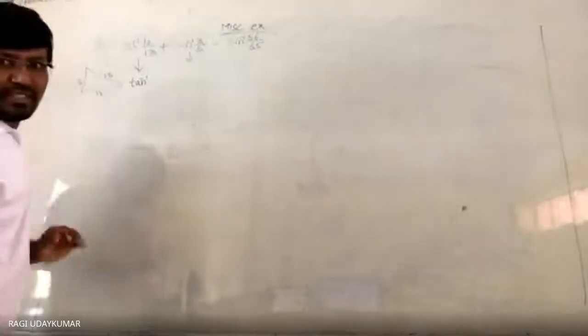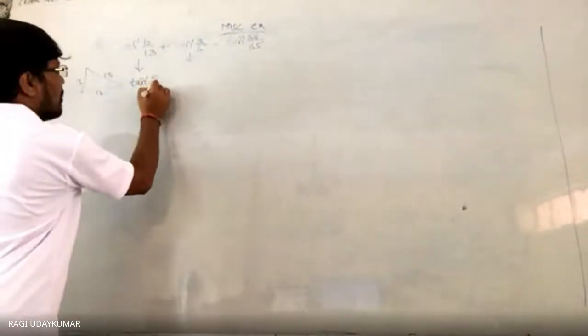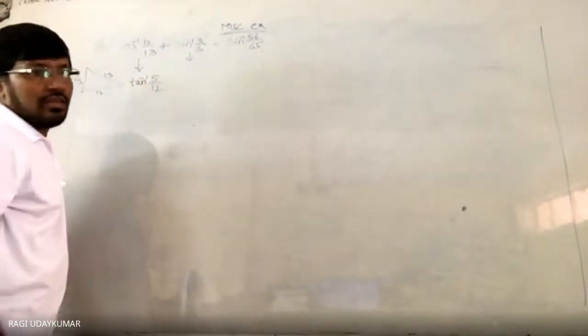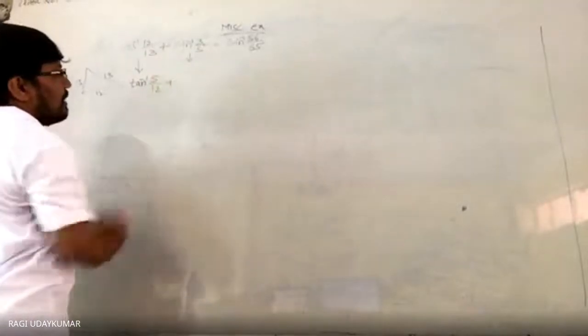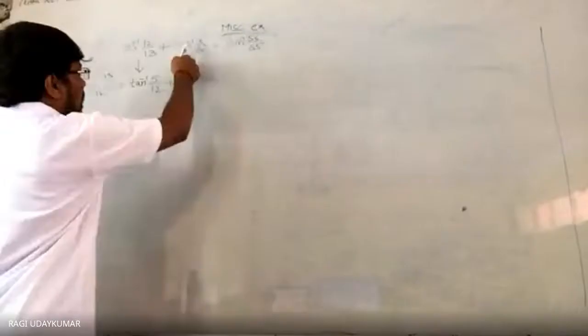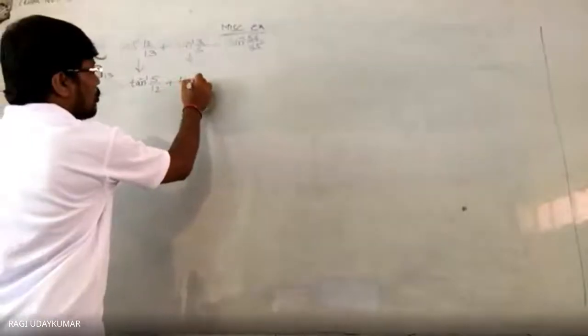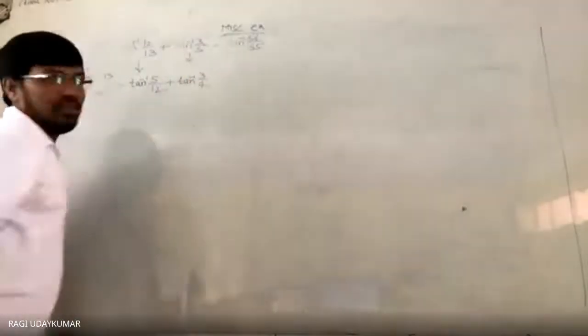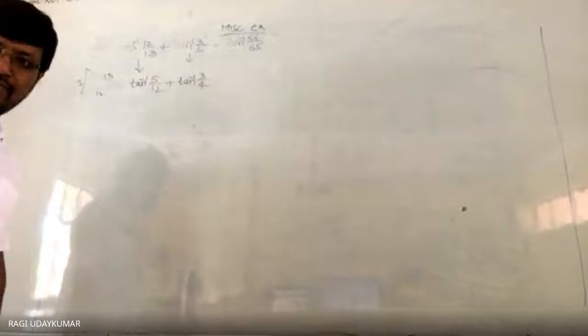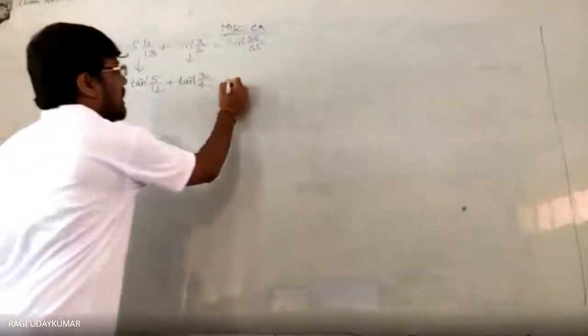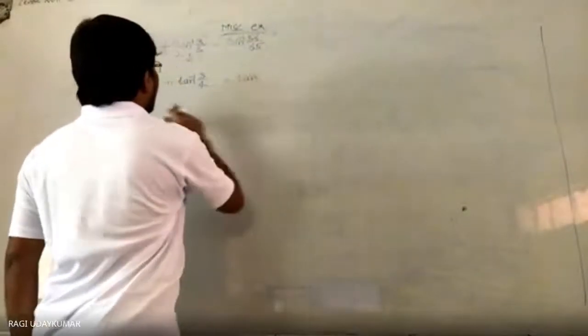Opposite by adjacent, so tan inverse of 5/12 will come. I wrote this as tan inverse of 5/12, plus sin inverse 3/4, which obviously you know is tan inverse of 3/4. Done? So apply tan inverse x plus tan inverse y, which is tan inverse of x plus y.